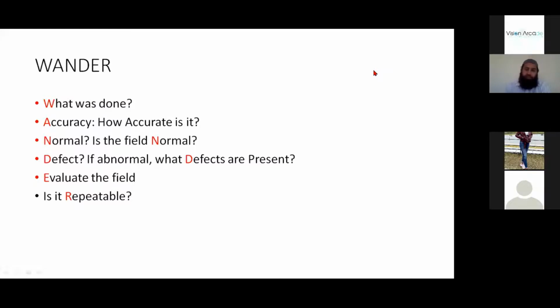It would be fixation losses, and also some figures on the side. Is the field normal?